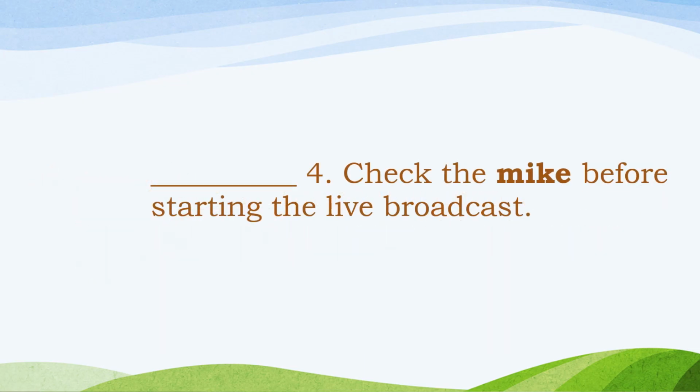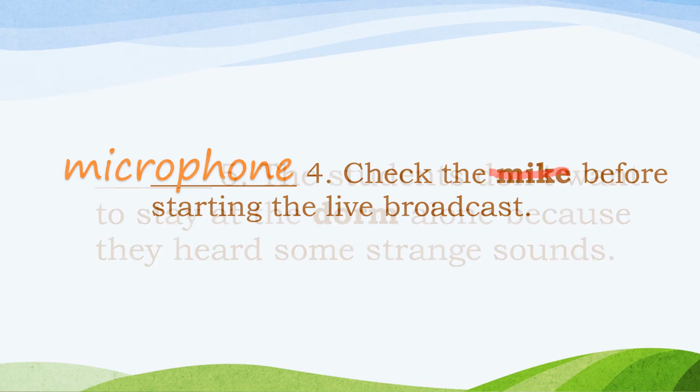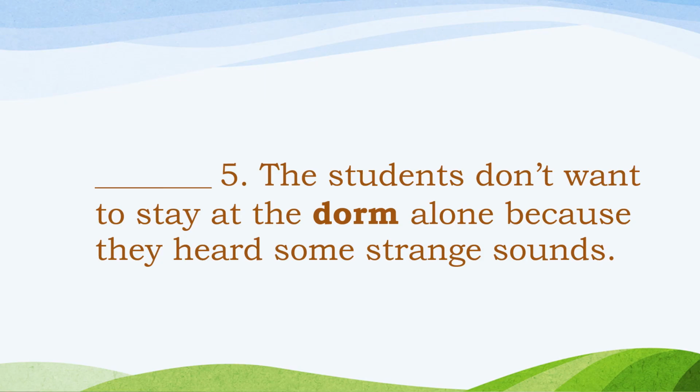Next: check the mic before starting the live broadcast. What is the unclipped word of mic? If your answer is microphone, then it's correct. Next: the students don't want to stay at the dorm alone because they heard some strange sounds. What is the unclipped word of dorm? If your answer is dormitory, then it's correct.